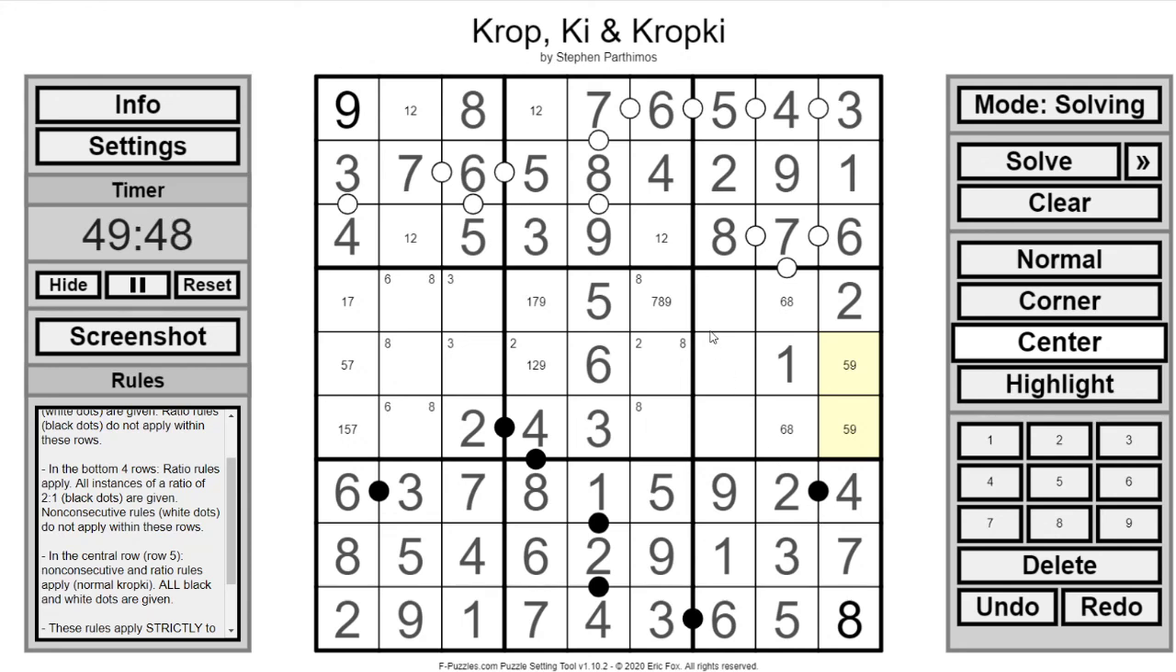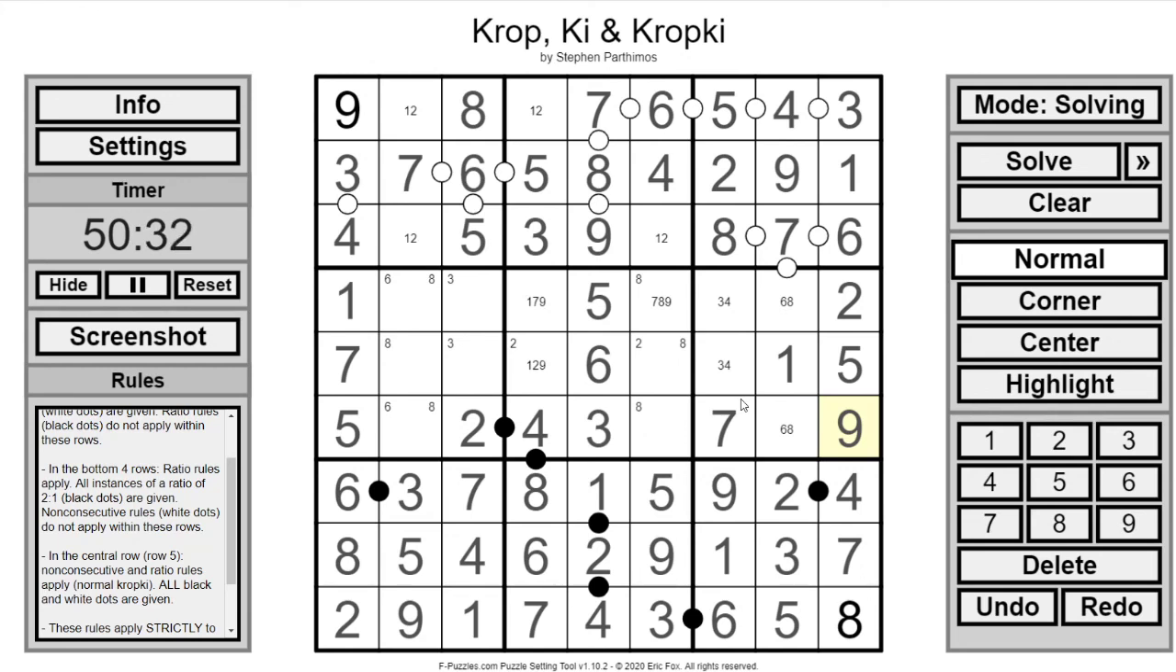And then this row has 1, 2, 3, 4, 5, 6, 7. And 7 can't be in either of these because of the non-consecutive. So this is a 7 now. That's a 1, that's a 5. That's a 5, that's a 9.